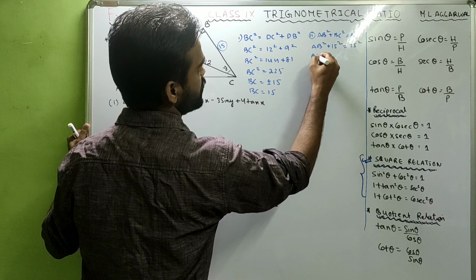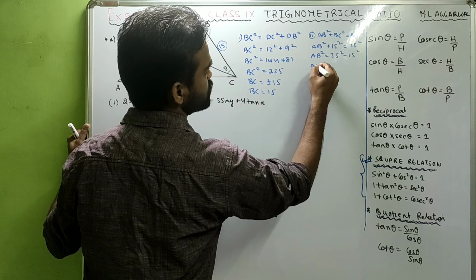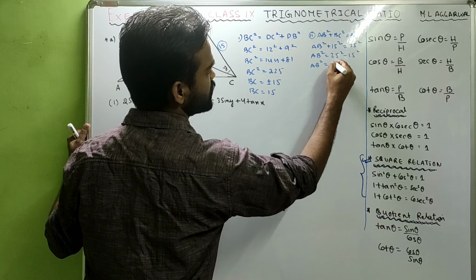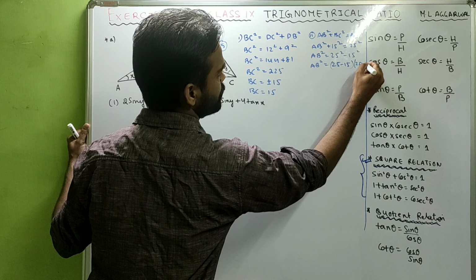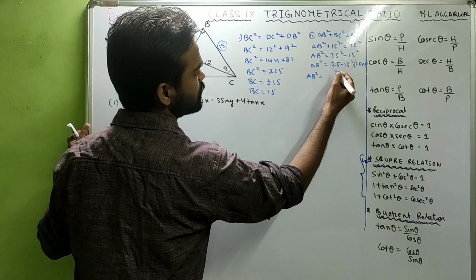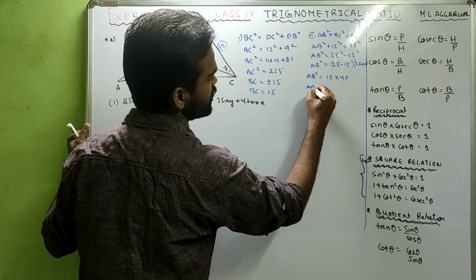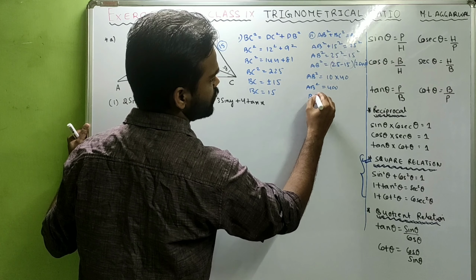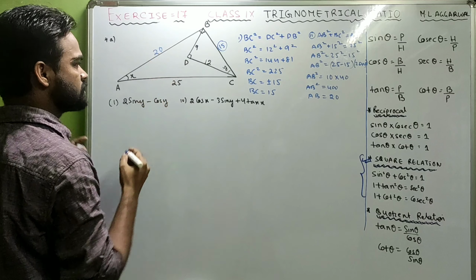Okay, so AB square is 25 square minus 15 square. We can use the formula a square minus b square equals a minus b times a plus b, isn't it? So AB square is 10 multiplied by 40. AB square is 400, so your AB will be 20. So we got AB as 20.